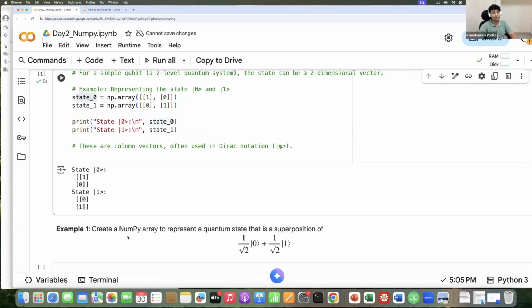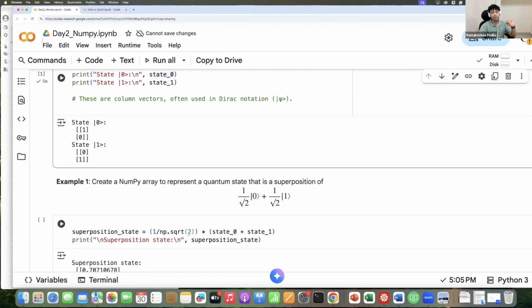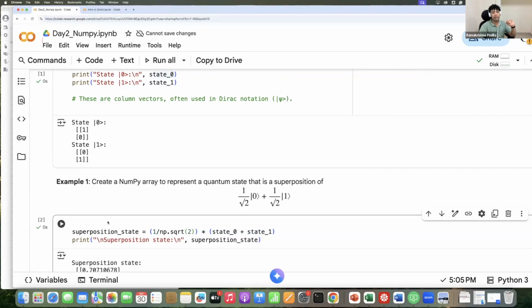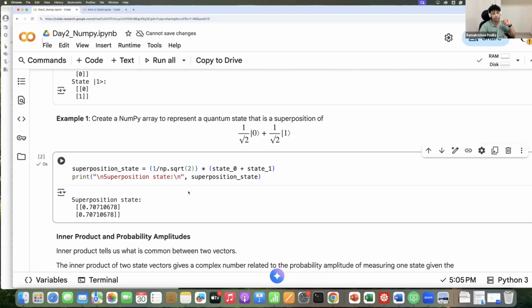So now the first example is, we want to create a NumPy array to represent a quantum state that is a superposition of 0 and 1. Here we are just putting 1 over square root 2 so that the total probability is 1, right? Then the superposition would simply be 1 over square root 2 times state 0 plus state 1, right? So then I can run that, and you see that the superposition state is giving us the same value for 1 over square root 2, which is 0.707, right? So that state 0 and state 1 are being put in a superposition state.